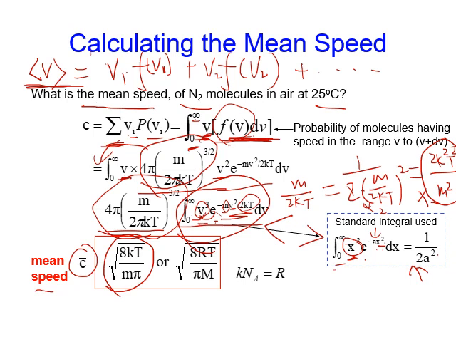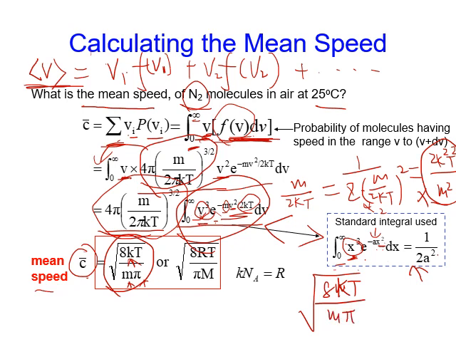Now in this equation, k is the Boltzmann constant. It's a constant; you will see this later. The m is the mass of one nitrogen molecule, the mass of one molecule. Sometimes it's inconvenient to use the mass of one molecule to calculate this equation, so instead we can use molar mass. How do you do that? Well, you have 8kT divided by m pi.